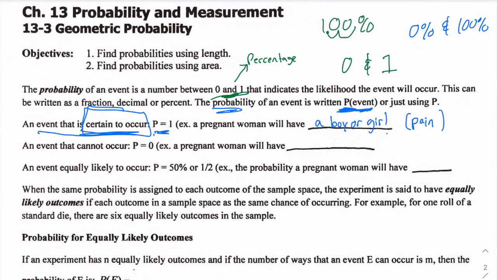For an event that cannot occur at all, the probability is 0. So a pregnant woman will have Thor being born. At least in terms of our world, I don't think someone can give birth to the god of thunder. An event equally likely to occur has probability 50% or 1/2.